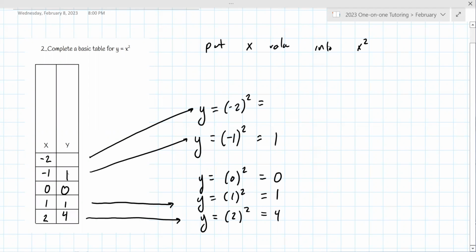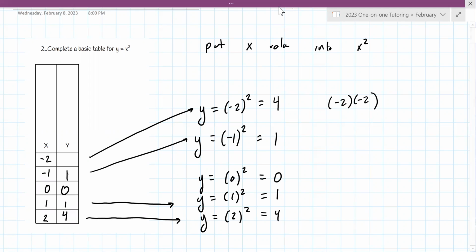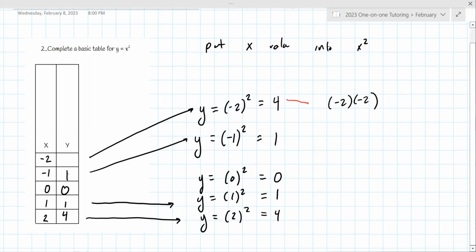Parentheses -2 squared, what would that equal? What does that become? It's -2 times -2, which is... You're multiplying though. Multiply. Oh, +4. Good. Now, do you see some symmetry here? Do you see how the 4 and the 4 are the same, the 1 and the 1 are the same?